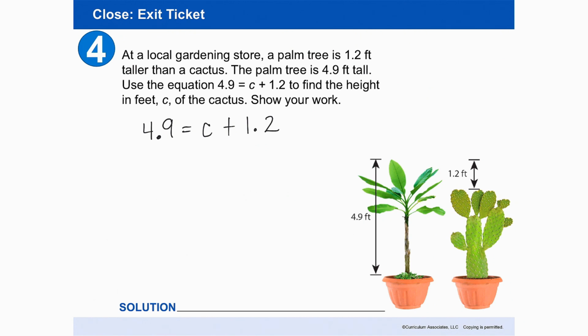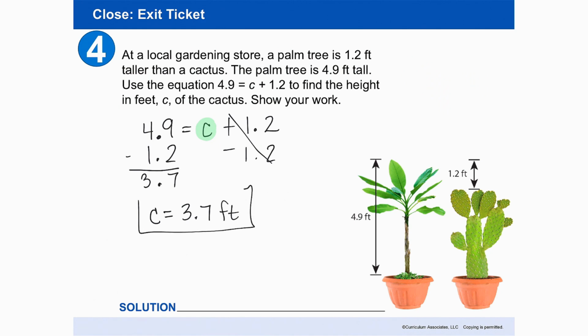So again, find your variable. Here it is. I want to isolate it by doing the opposite of what's happening next to it. So I can see here that something is being added onto it. So we're going to subtract it from both sides to balance out. So we'll do minus 1.2, minus 1.2. Okay, and then it becomes c equals, and we'll do our subtraction here. This is 7, bring down your decimal. C is the same as 3.7 feet. Ta-da!